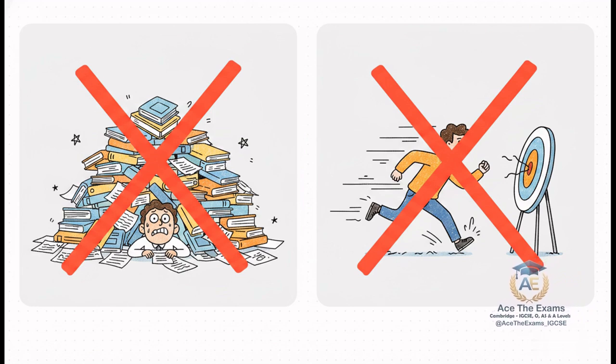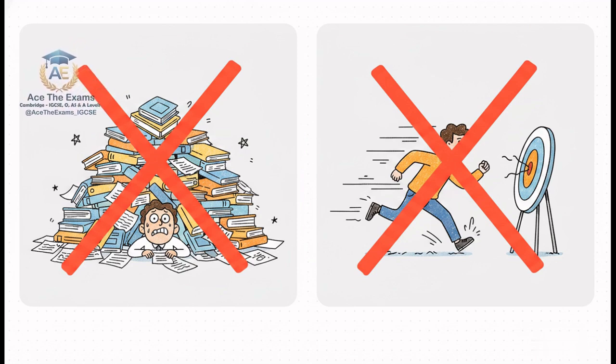Then, on the other hand, we have Sam. Sam actually understands the scenario, but the clock is ticking. Sam panics, rushes the execution, and totally misses the command word requirements. The question explicitly says evaluate, but Sam just describes. Sam completely misses the context and fails to build any causal relationships. Both of these students end up with massive amounts of red pen on their exam papers.